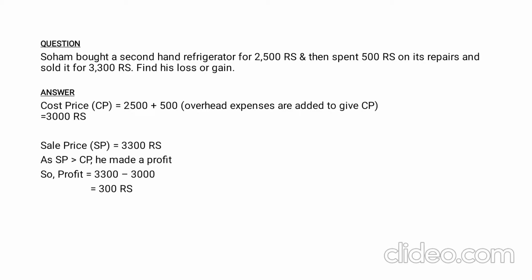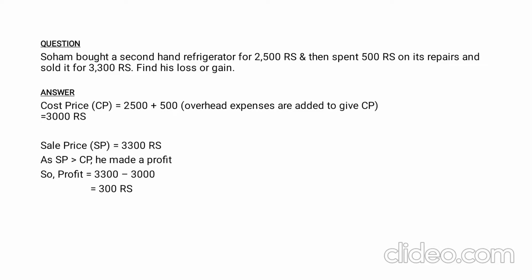Soham bought a second-hand refrigerator for 2500 rupees and then spent 500 rupees on its repairs and sold it for 3300 rupees. Find the loss or gain. Well, cost price is equal to 2500 plus 500, because here 500 rupees were charged for the repairs and they are known as overhead charges or overhead expenses, which are to be added to the cost price.